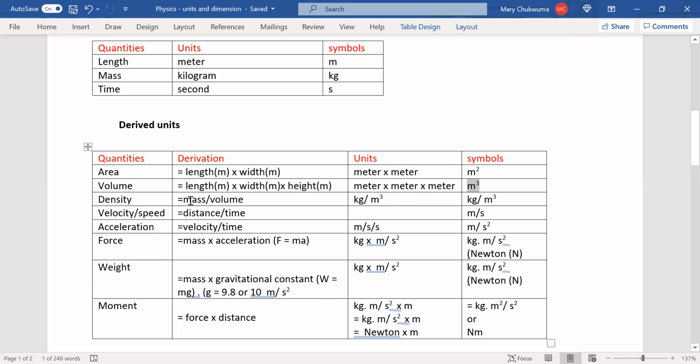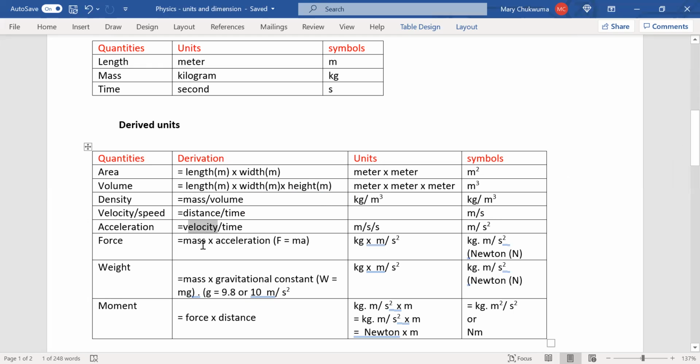So we have density. The formula for density is mass over volume. So mass is expressed in kg and volume is expressed in meter cube. And that's how you have the unit for density as kg per meter cube. You have acceleration, which is velocity over time. So if you divide the unit of velocity by the unit of time, you have meter per second square.